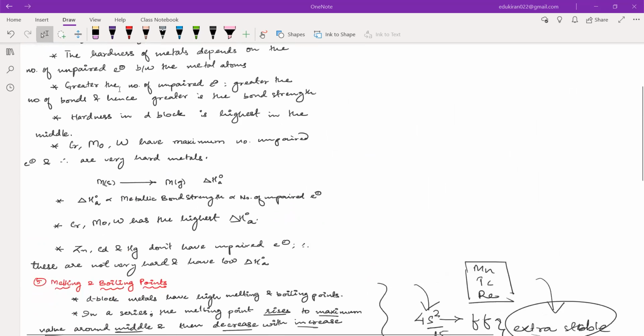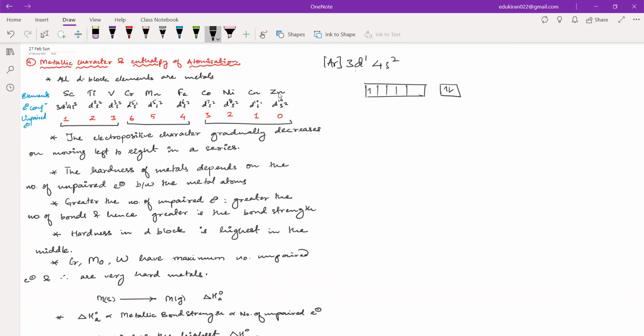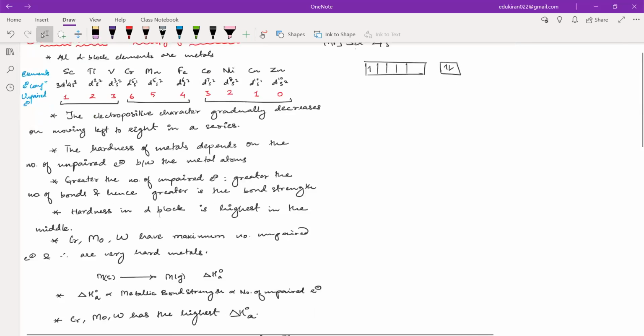Where did we write the electronic configuration? Here. Sir, the unpaired electron, how do we count that? Like for the first one, we have 1. So you have 3d1 and 4s2, and then here you will have argon. Right? So you remember the boxes. This is 3d, 4s2 will be like this. So how many unpaired electrons? Clear. Got it? Okay.